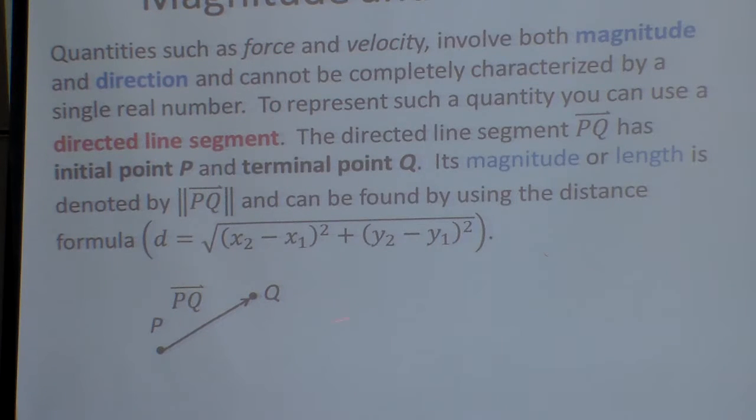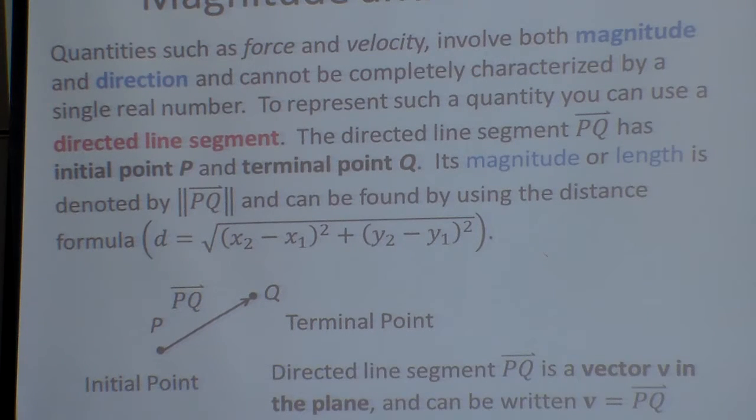And here's our picture of it. The initial point P going to Q, and it's labeled like that. That means vector PQ, not ray PQ. If it had the other little line, it would be ray PQ, but this is vector PQ. Initial point and the terminal point. All right? And it's called the directed line segment as vector is a vector V in the plane, and it can be written like that. V can represent also that directed line segment PQ.